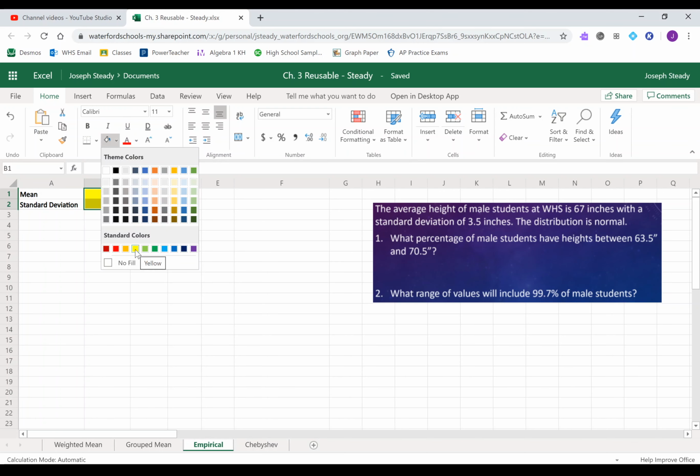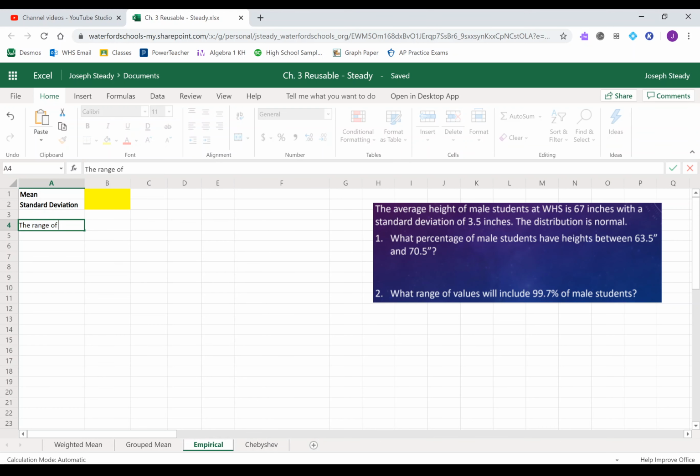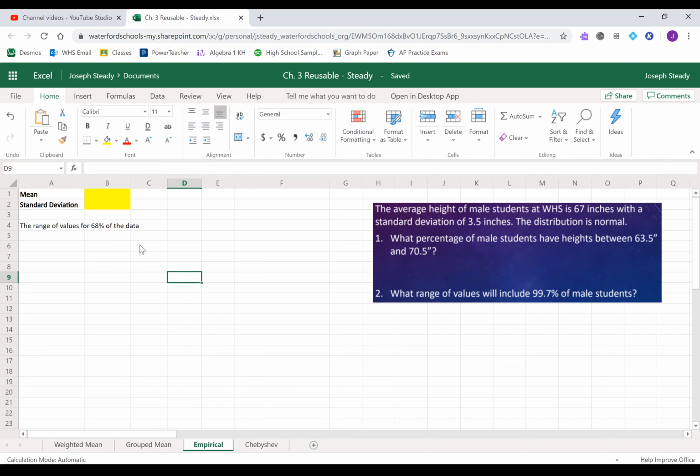So I'm going to highlight them yellow because that'll remind me, hey, this is where I have to enter a number. And to continue on from here, the rest of this is just Excel actually doing some calculations for us. So what we want to know is if this is the mean and this is the standard deviation, then I want to know what is the range of values for 68% of the data. Right, what range of values will include 68% of the data? So it's going to be from some low number up to some high number.